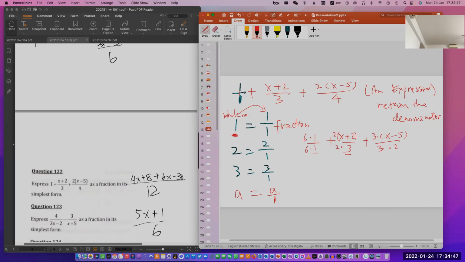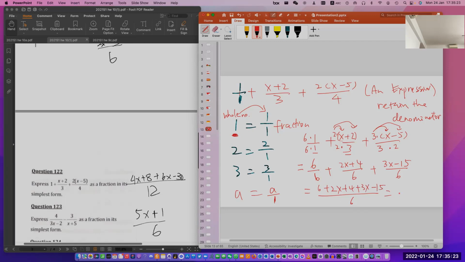The common denominator is going to be 6. All right. So if the common denominator is 6, then you go ahead and this is 6 over 6. This is 2x plus 4. So you open the brackets, over 6. And then you have 2x minus 15. This is 6. And then you continue, you combine. This is the expression, so you retain the denominator. So you have 6 plus 2x plus 4 plus 3x minus 15.